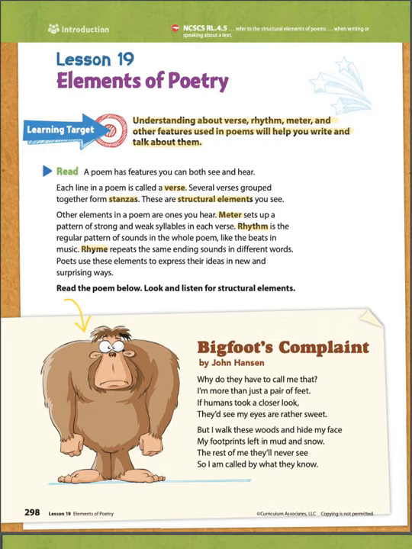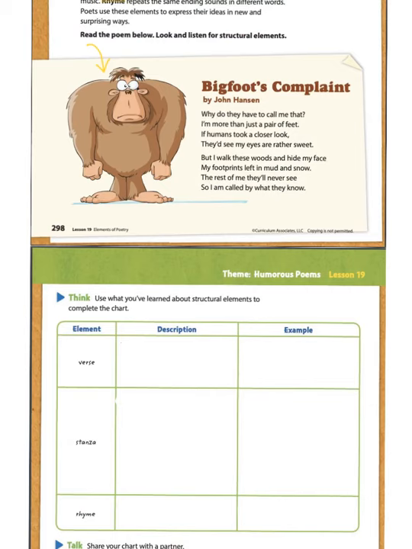Now I want you to think and try to find an example of a verse, a stanza, and a rhyme in this poem. Now we're going to fill in our graphic organizer. We're going to be looking for specific elements. We're going to be looking for a description of what that element is and an example of where we found that element in the poem.